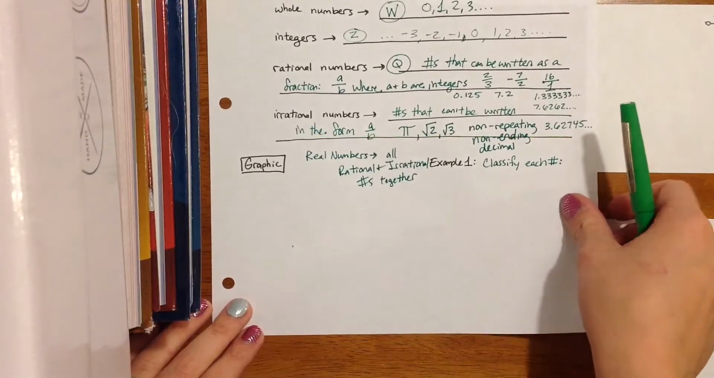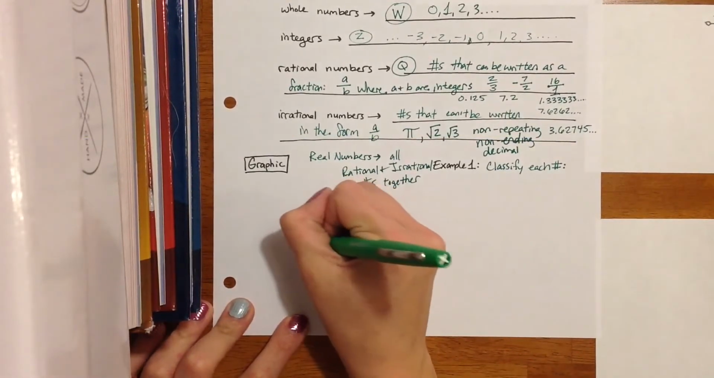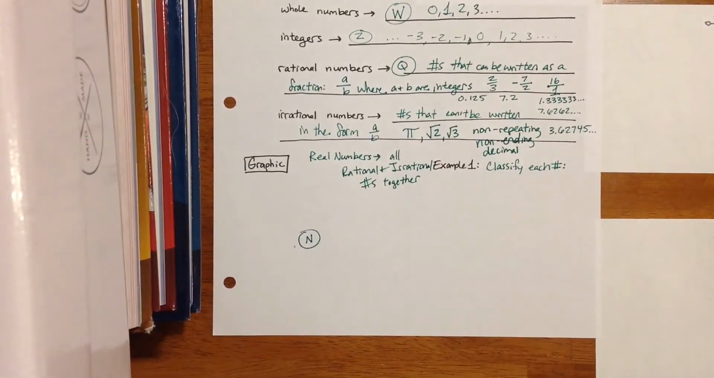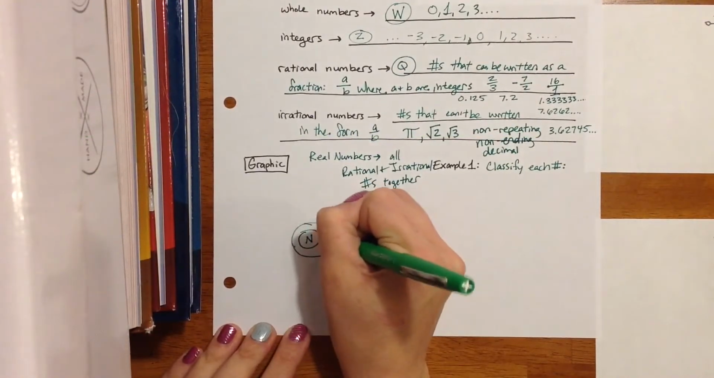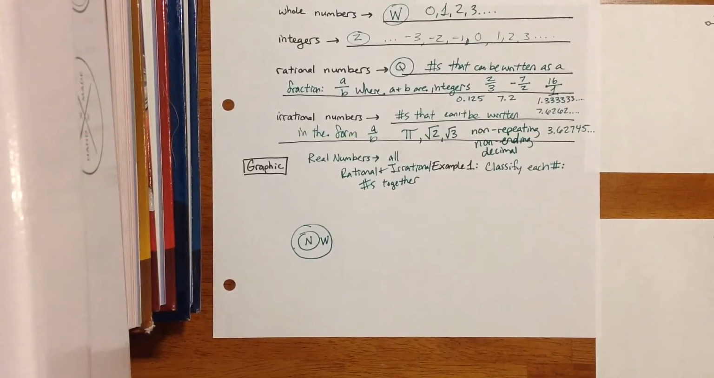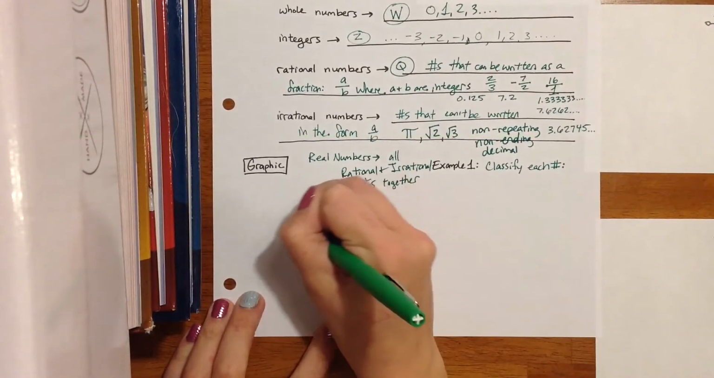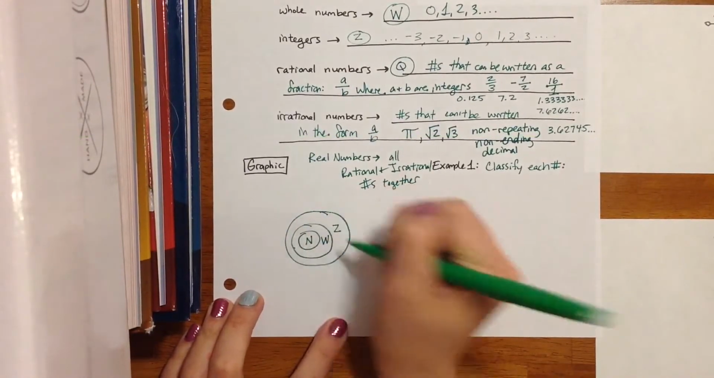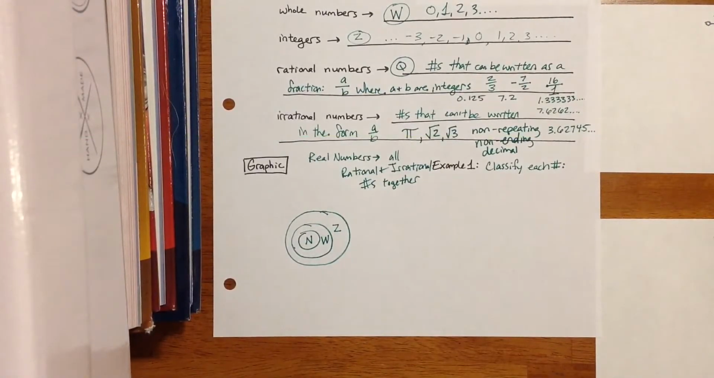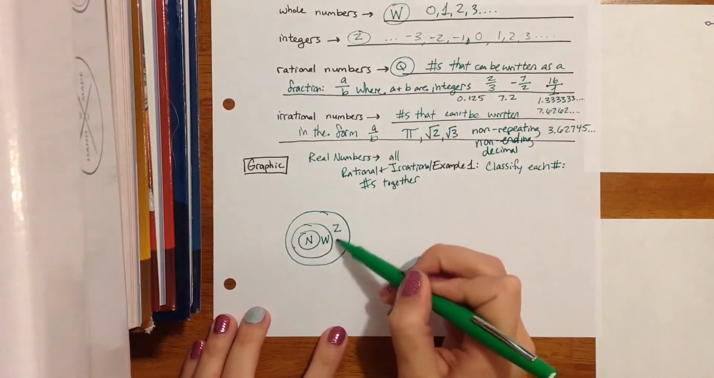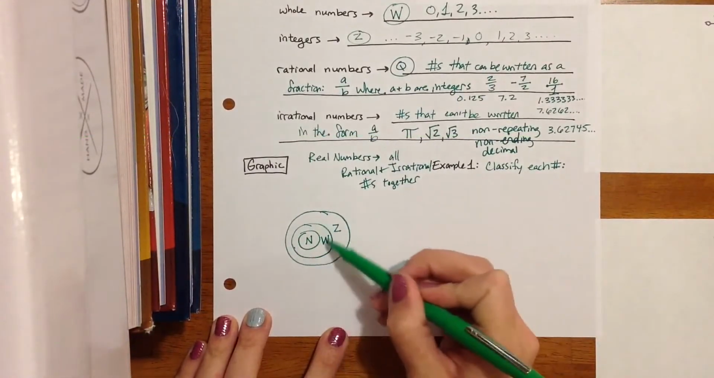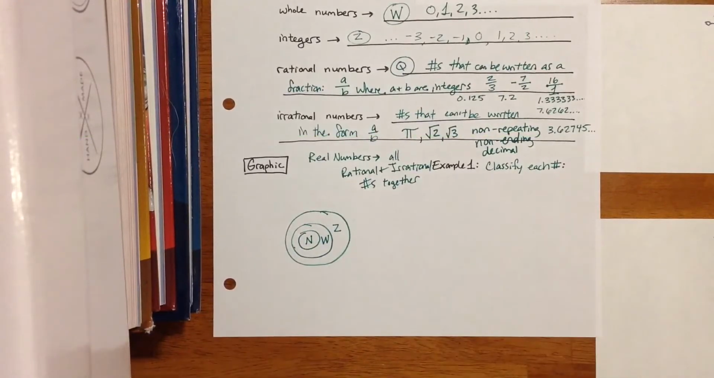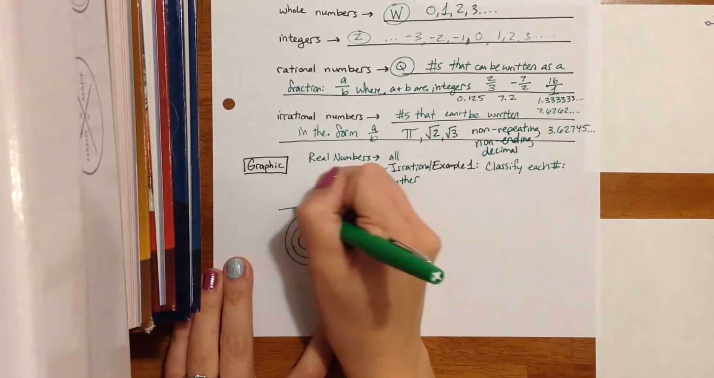So first I have my natural numbers. That's the smallest piece. But the natural numbers are nested inside of the whole numbers. All of the natural numbers are whole numbers, just like all of the whole numbers are integers. So whole numbers are just the positive versions and 0, but the integers include the negatives. So there are a couple integers out here that are not whole numbers, but all of the whole numbers are integers. They're nested inside.